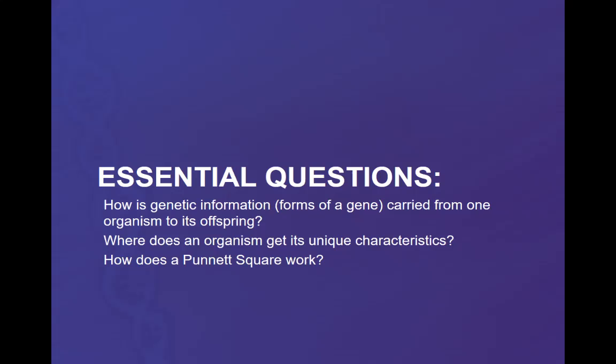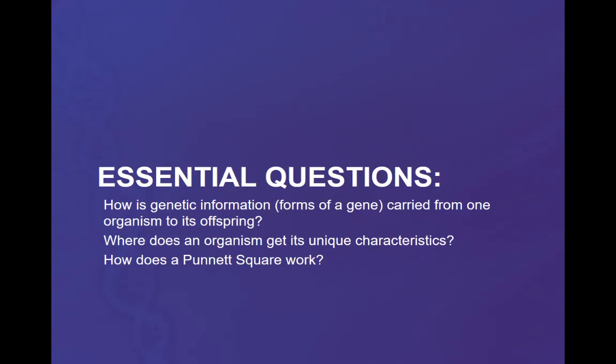Number two, where does an organism get its unique characteristics? When we start thinking about this, this is that process of going from our DNA, through transcription and translation, making the amino acid sequence that folds into the protein, which gives you the actual trait. We're going to try and tie all this together with some very important vocabulary today so that we have a better understanding of these basic genetics and what processes are responsible for life's unity and diversity.